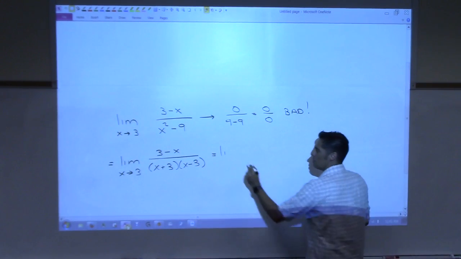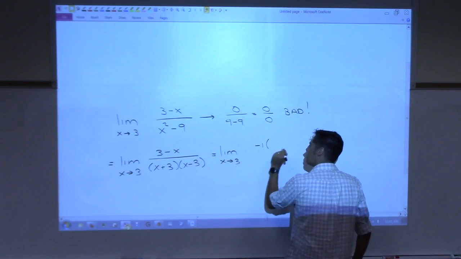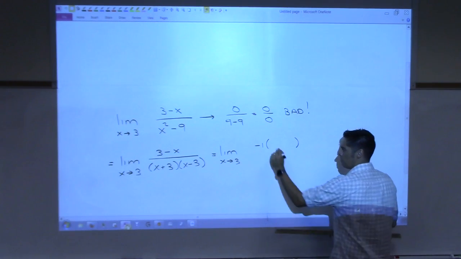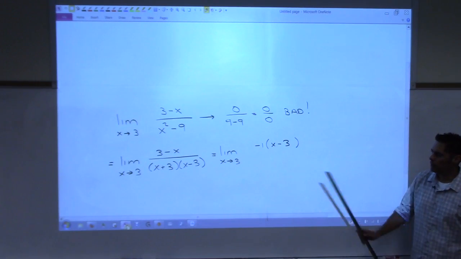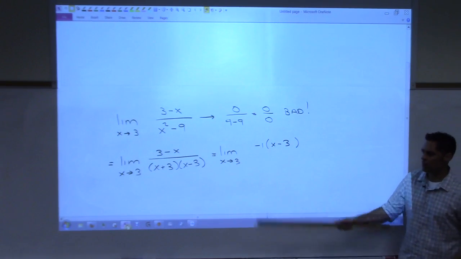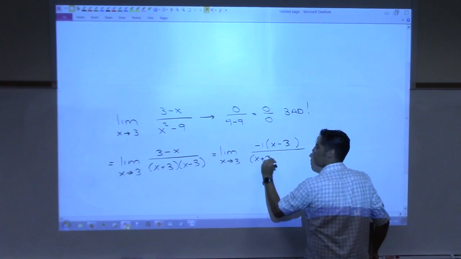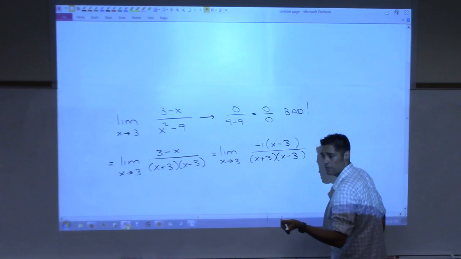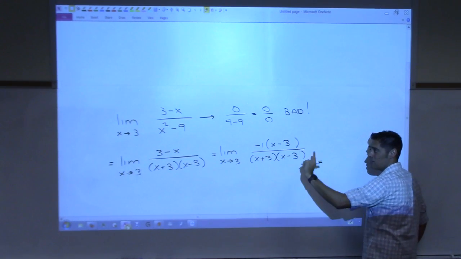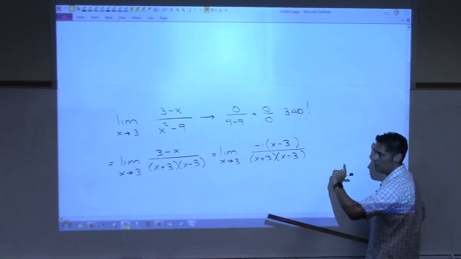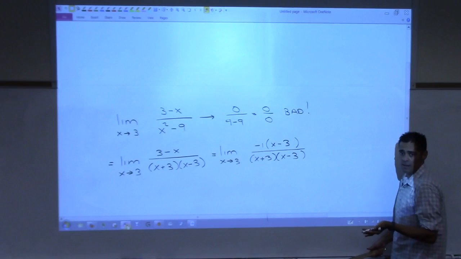So limit as x approaches 3. The top, if I pull a -1 out, I can write 3 minus x as -1 times x minus 3. Everyone agree? If you don't believe it, just distribute through and you would get back this and just rearrange it. And then we can factor out the x minus 3. You can cancel these factors, reduce this, as long as you're promising me that x is never going to be 3, right? Because that would make these 0. But I'm in a limit, so that's okay.